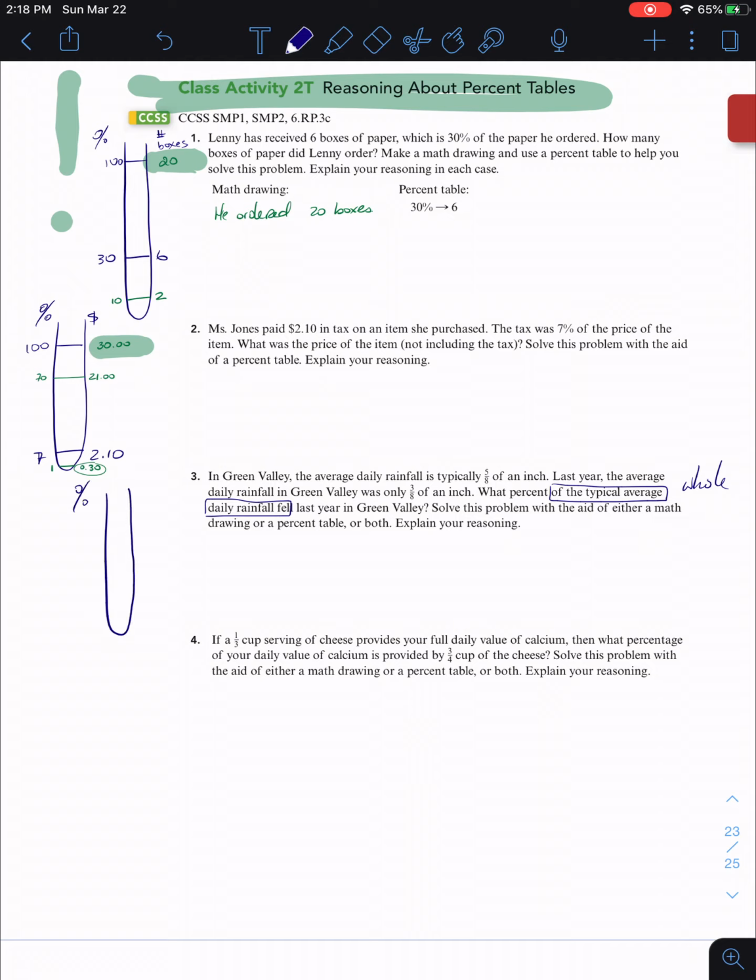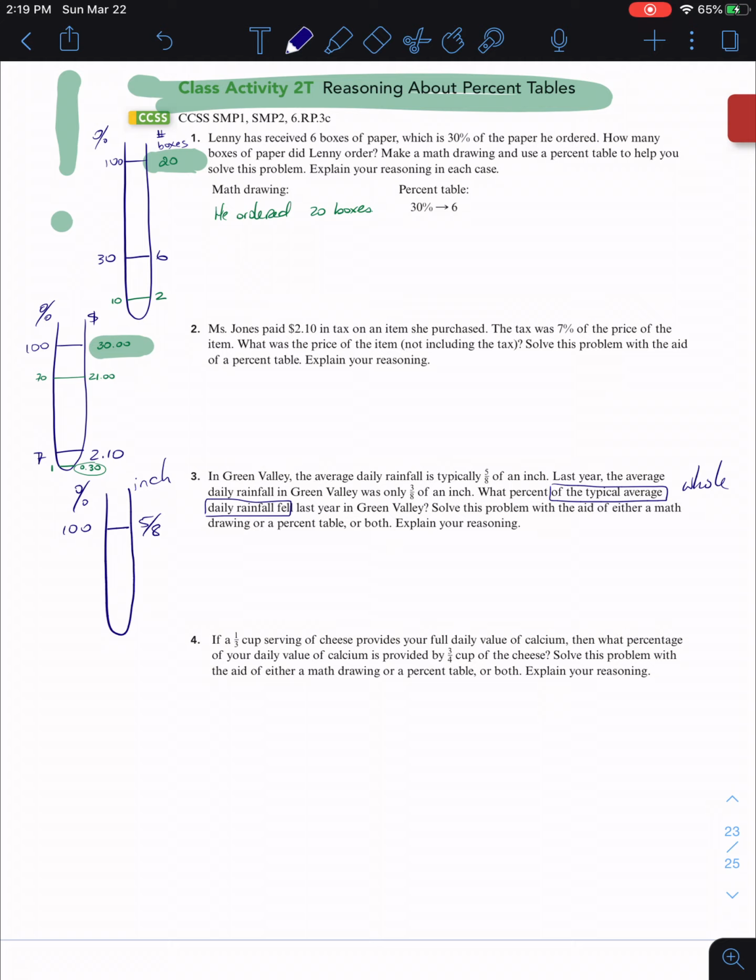Percent and inches. So we have the Green Valley rainfall is 5/8 of an inch. Last year, it was only 3/8. So 5/8 of an inch is our typical, our average daily rainfall.